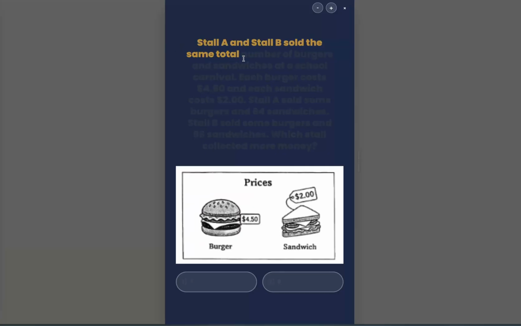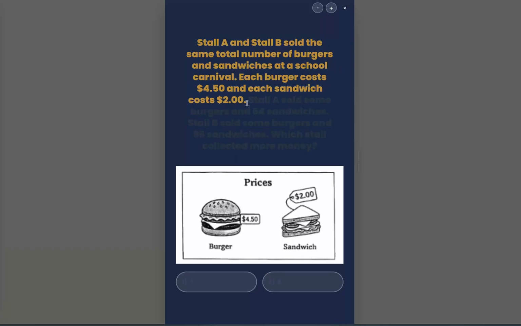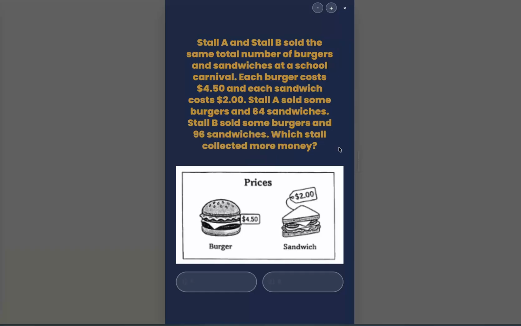Question 17, part A. Stall A and Stall B sold the same total number of burgers and sandwiches at a school carnival. Each burger cost $4.50 and each sandwich cost $2. Stall A sold some burgers and 64 sandwiches. Stall B sold some burgers and 96 sandwiches. Which stall collected more money?